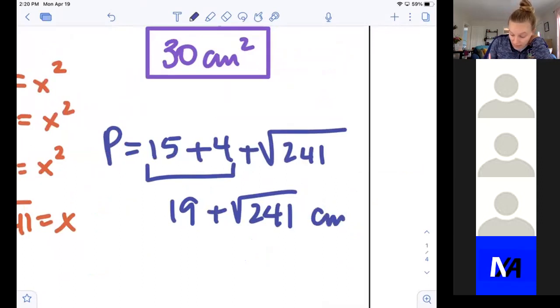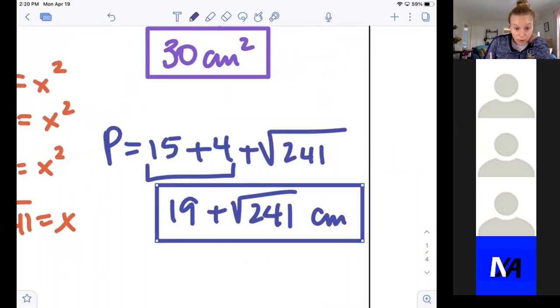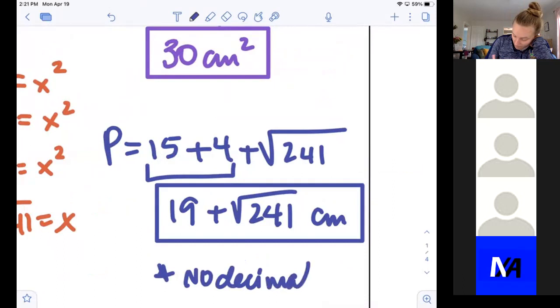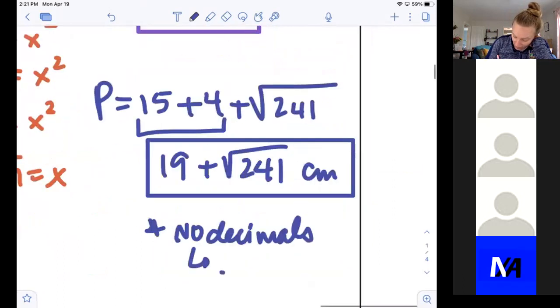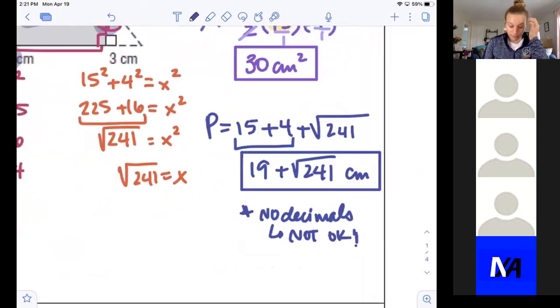I'm going to write my unit of centimeters behind it. And 19 plus root 241 is the best answer I can give. I'm also going to make a little note to myself that says no decimals. And I'm going to say not okay. So it's not okay for you to give me a decimal here. I want it as a radical.